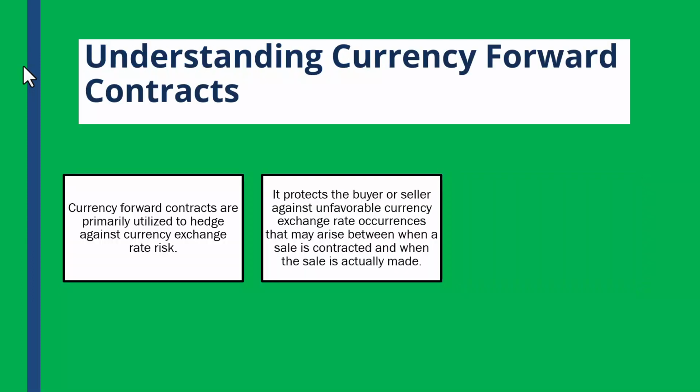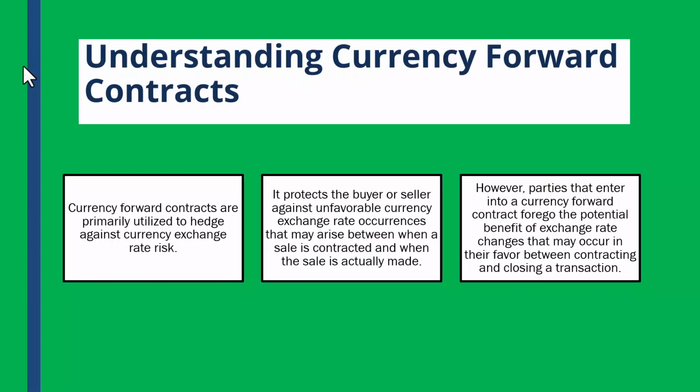Just read it. Currency forward contracts are primarily utilized to hedge against currency exchange rate risk. It protects the buyer or seller against unfavorable currency exchange rate occurrences that may arise between when a sale is contracted and when the sale is actually made. So the first two boxes are clear. Is it clear? This is whatever we have covered up to now.